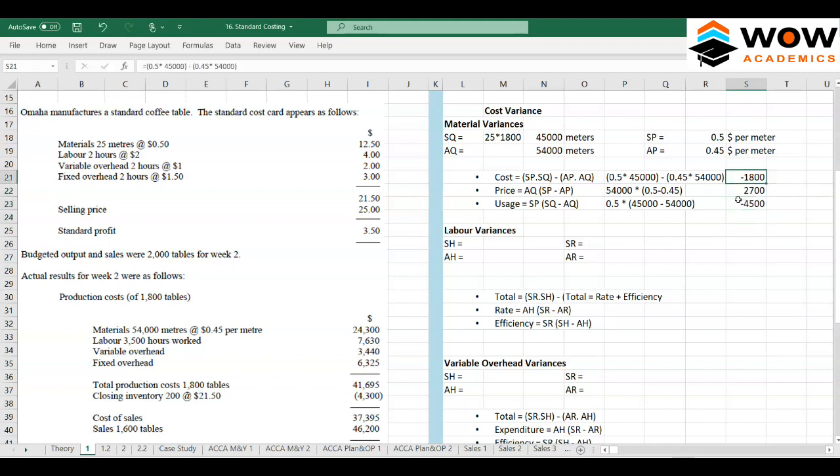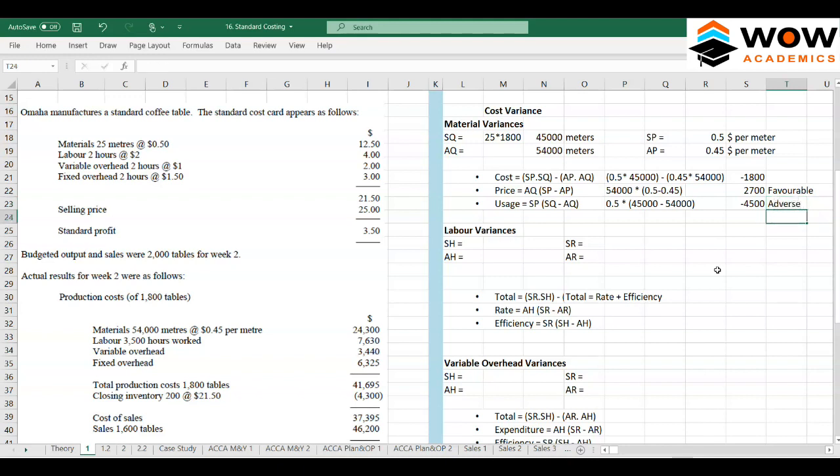Now look at this. Which one seems to be higher? Multiply this and see, it comes to 22,500, and if you multiply this, you'll get another number. Individually calculate each of them, and you will find out whether it's adverse or favorable. Better than that, look at the logic. They should have bought this item at 0.5, they have bought at 0.45. That is a good thing, so it is a favorable variance. They should have consumed 45,000 meters, but they have consumed 54,000 meters, which is adverse.